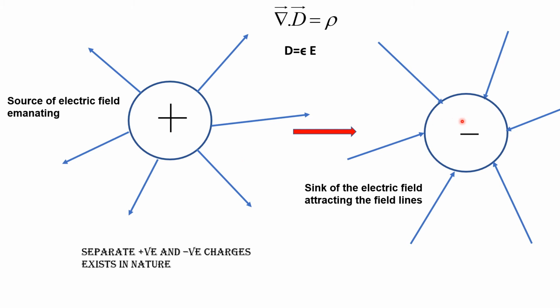Now if there is only a negative charge, it is the sink of the electric field, which is attracting the field lines. So in this equation, the right-hand side factor is not 0. If some rho is there, there must be a separate positive or negative charge, and if in a surface the positive and negative charge exist simultaneously, the total sum of the charge will be 0.